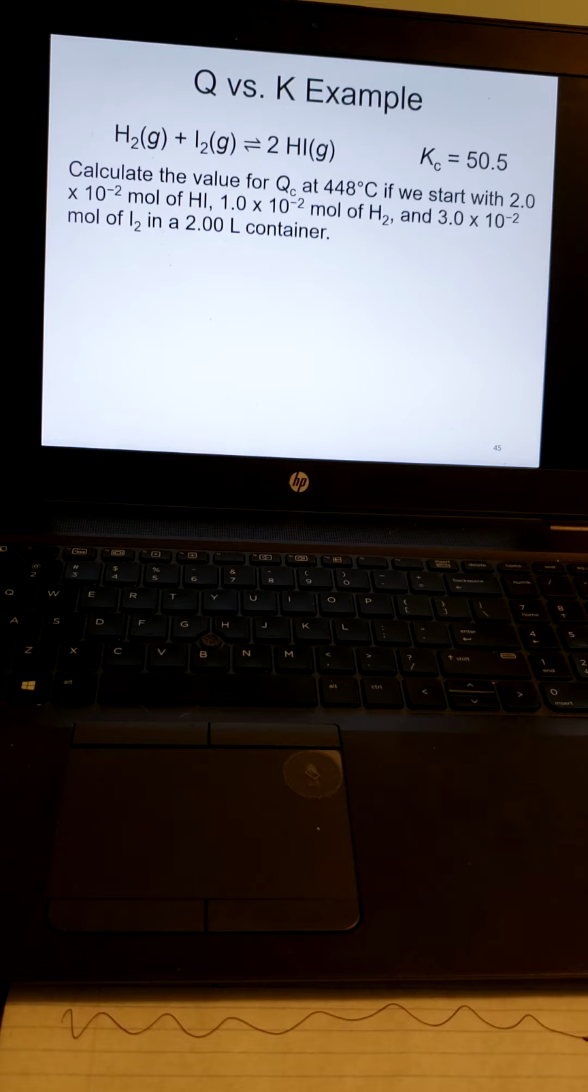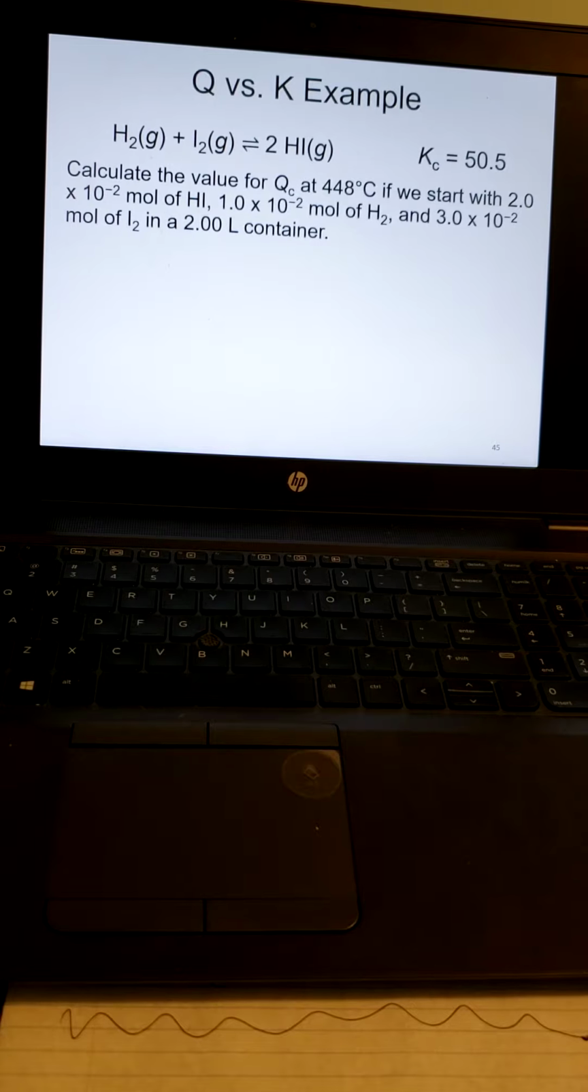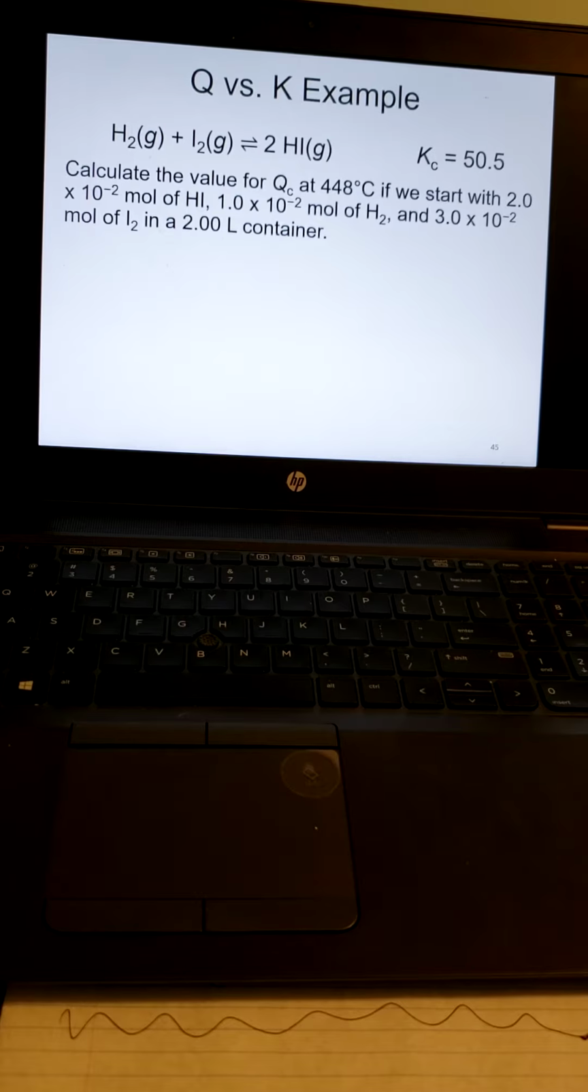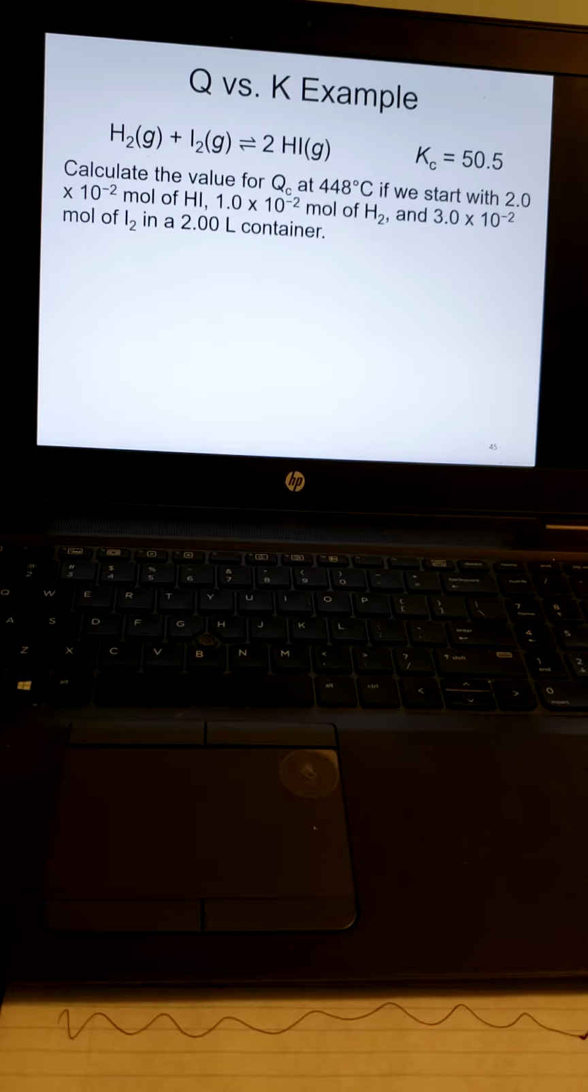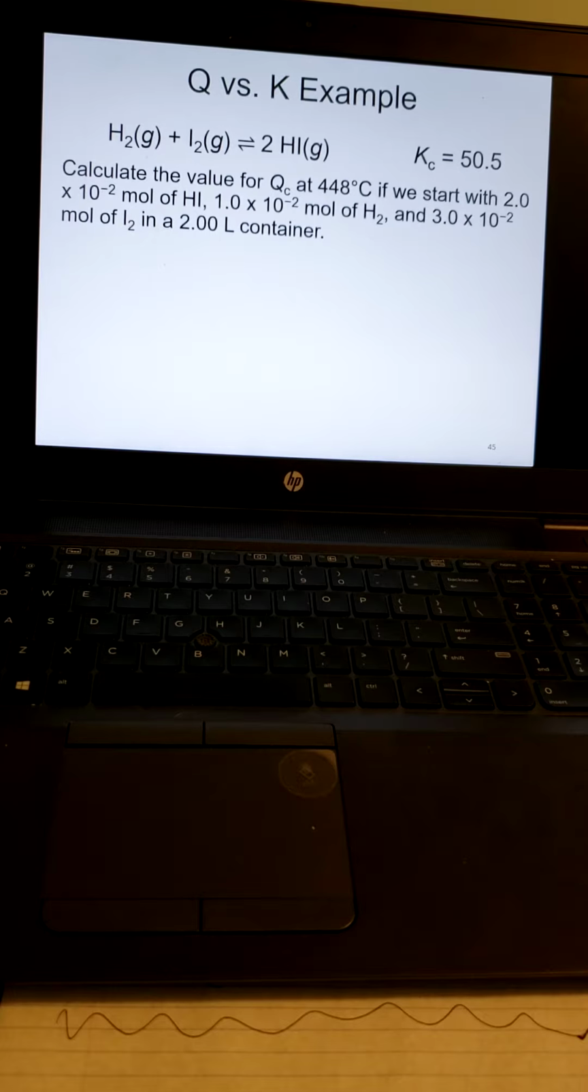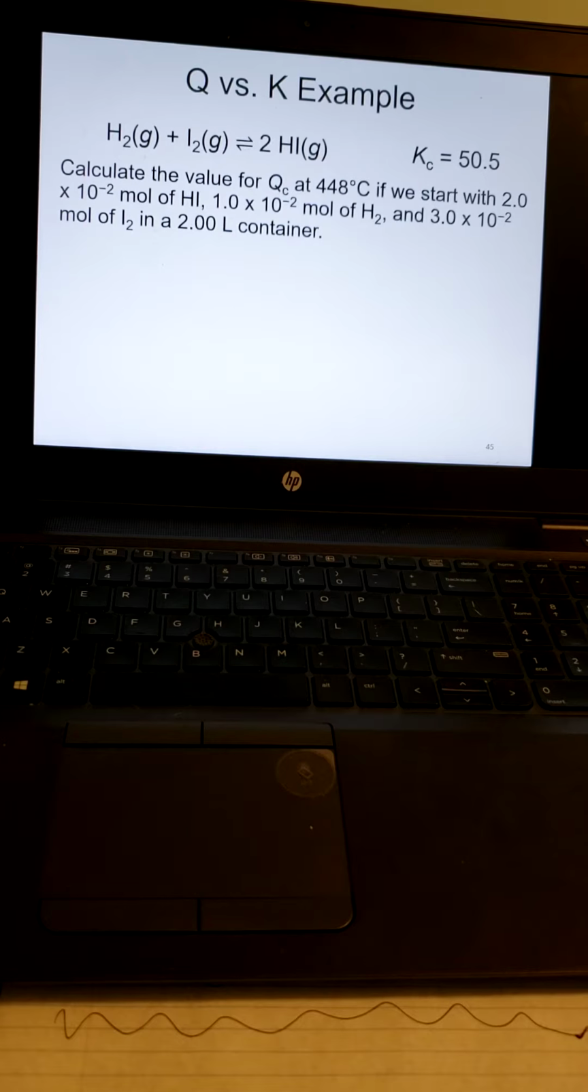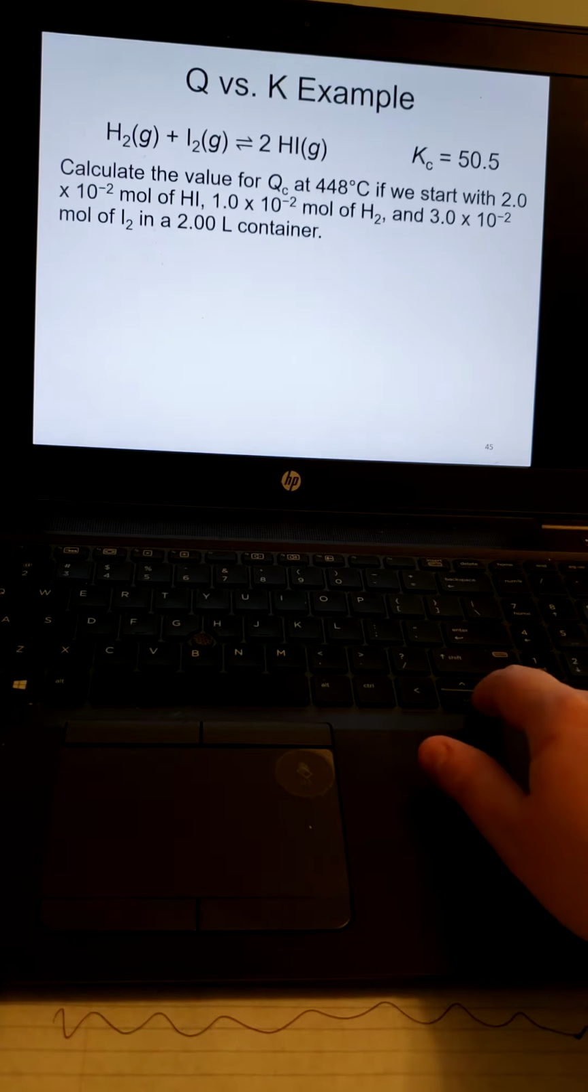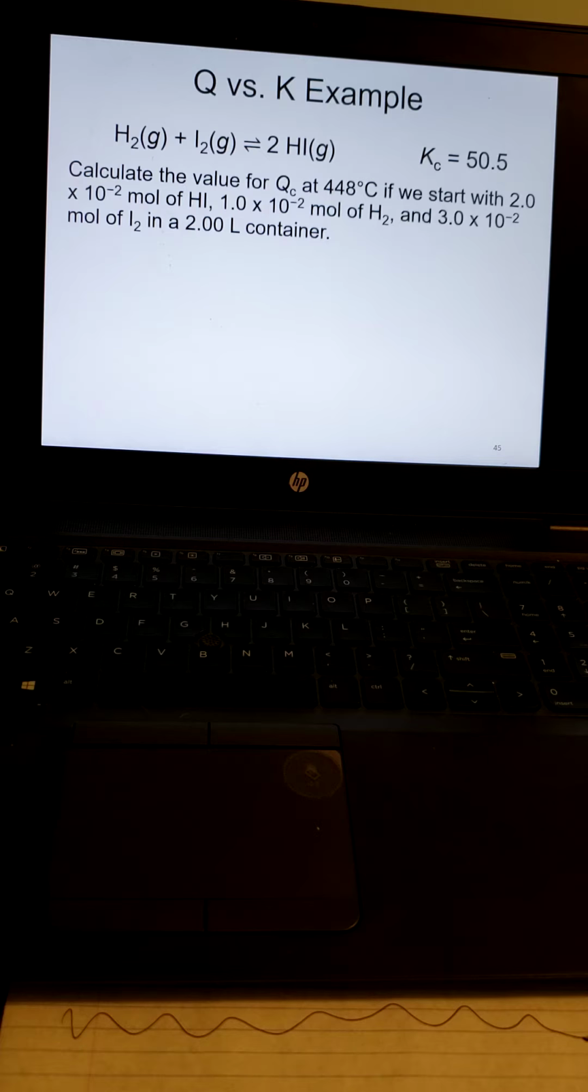If we start with 2 times 10 to the negative second moles of product, and 1 times 10 to the negative second moles of hydrogen, which is one of your reactants, and 3 times 10 to the negative second moles of iodine, which is another one of your reactants, in a 2-liter container, what's the value of K? Or sorry, what's the value of Q?